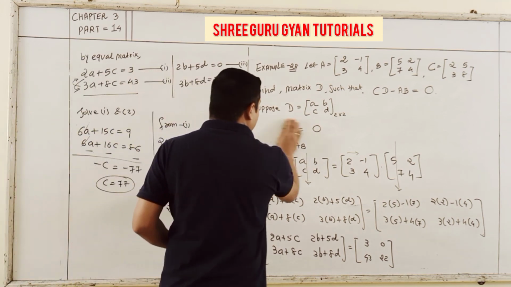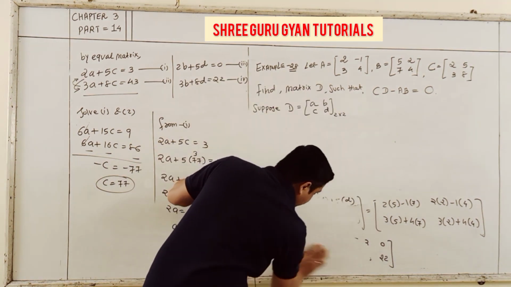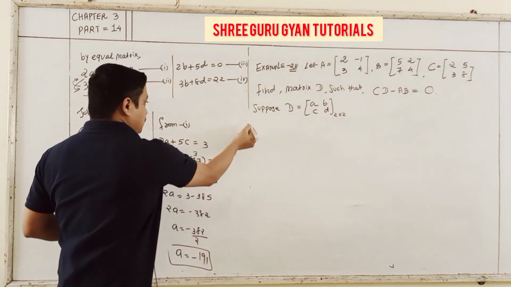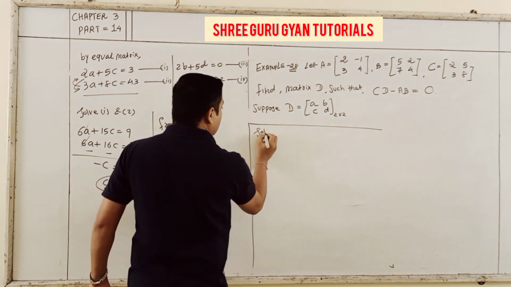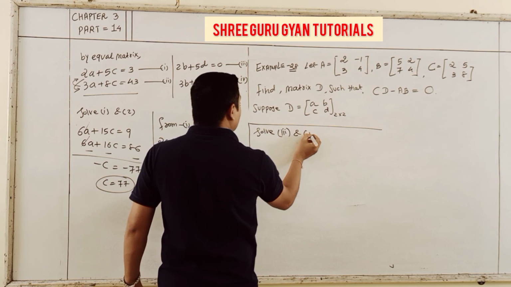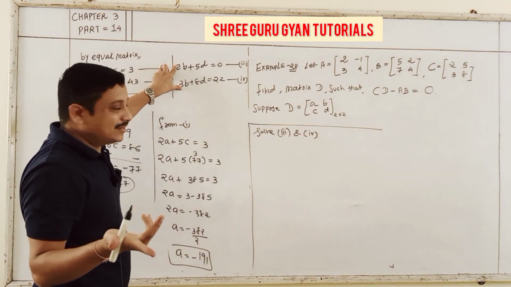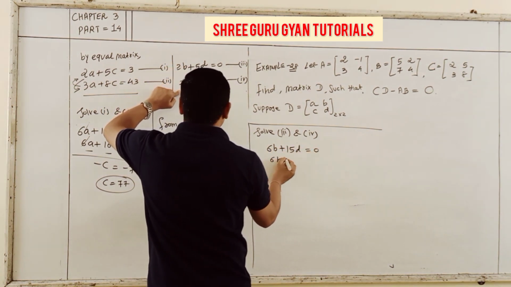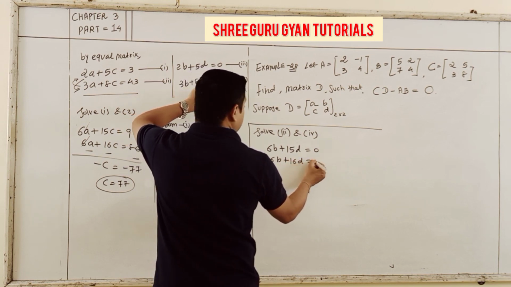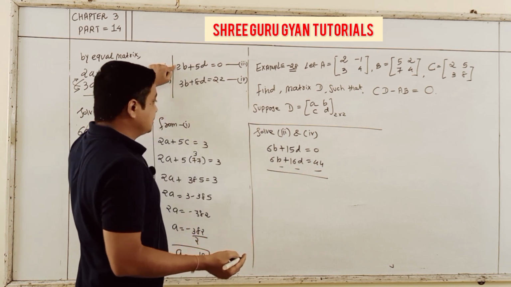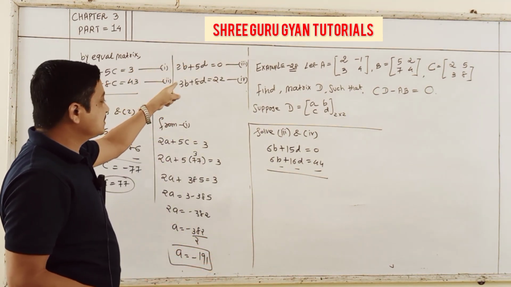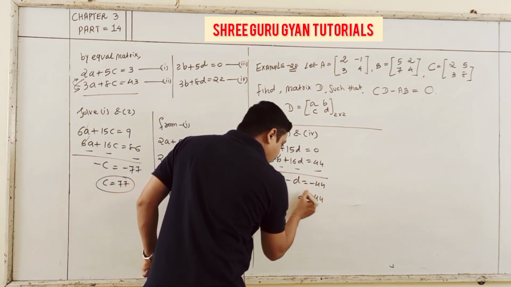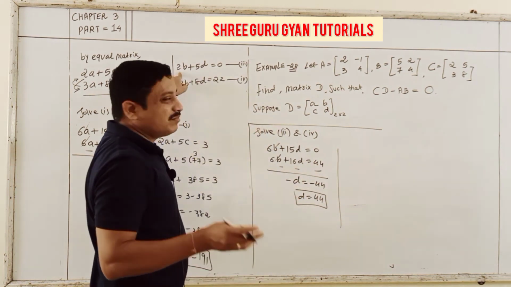Now I will calculate b and d. Solve statements 3 and 4 in the same way. Multiply statement 3 by 3 and statement 4 by 2: 6b plus 15d equals 0, and 6b plus 16d equals 44. This cancels, leaving d equals 44.